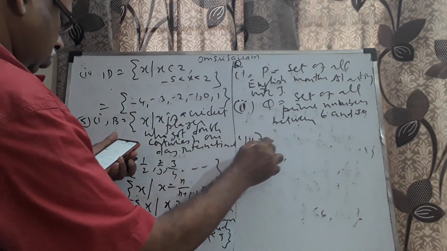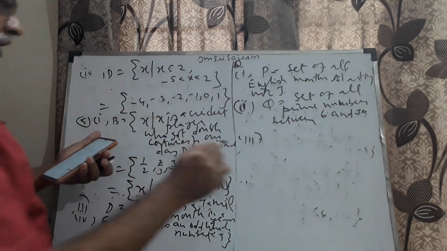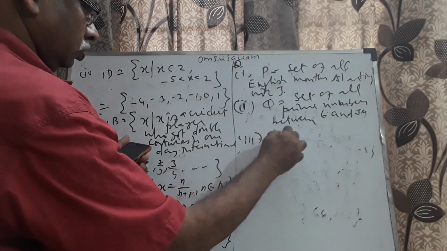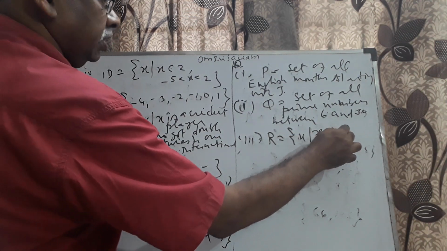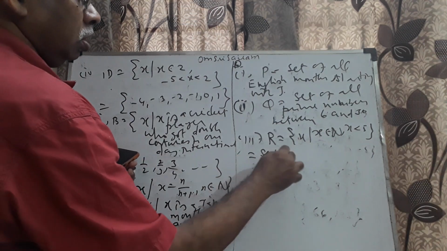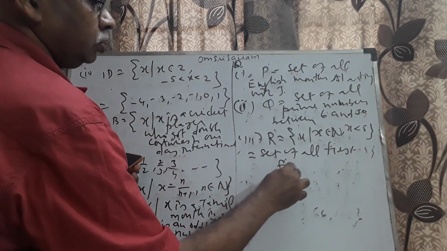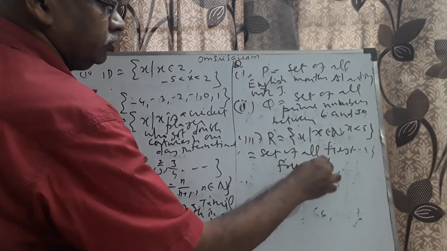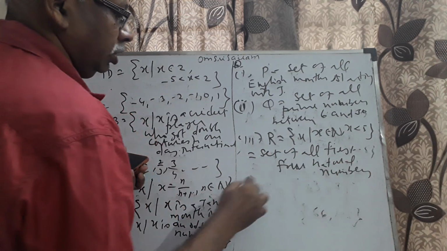Then for the third one, he says R equal to set of all x such that x element of N and x less than 5. What does it mean? Set of all first four natural numbers, that is the meaning.